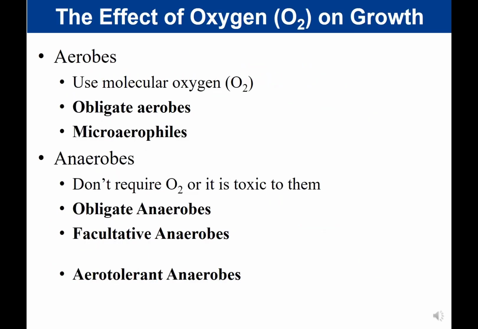So we have different terms for an organism's oxygen requirements. If we call the organism an aerobe, what that means is that the organism uses molecular oxygen, so O2, as the final electron acceptor. So as our final electron acceptor in aerobic respiration. And so within the umbrella of aerobes, we can have organisms that are obligate aerobes. And just like the name suggests, they are obligated or they require O2.